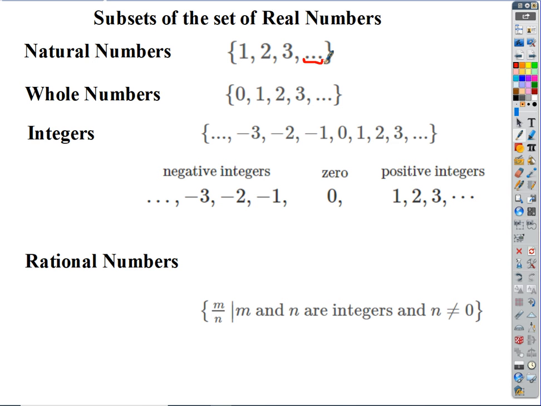Following that pattern, how is the set of whole numbers different from the set of natural numbers? All we do is add 0. It's the set of natural numbers plus 0, so it only adds one additional element, but it's bigger, okay? Would you agree it's bigger? Okay, how much bigger? 1. How big is the set of natural numbers?